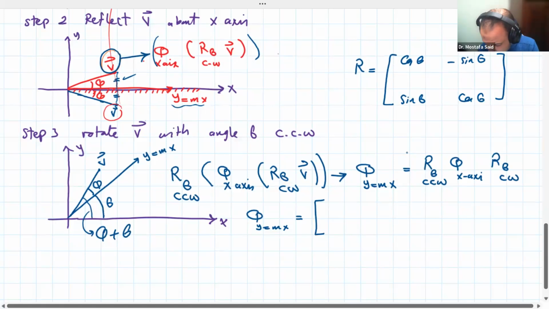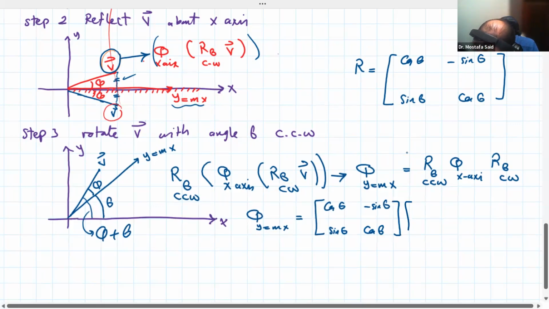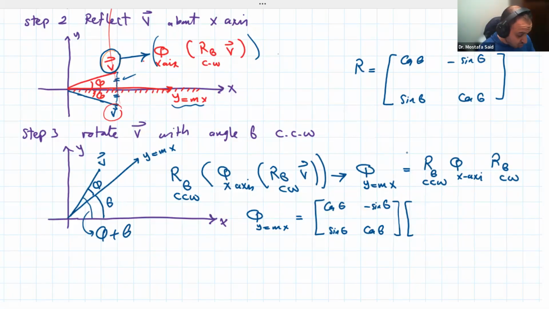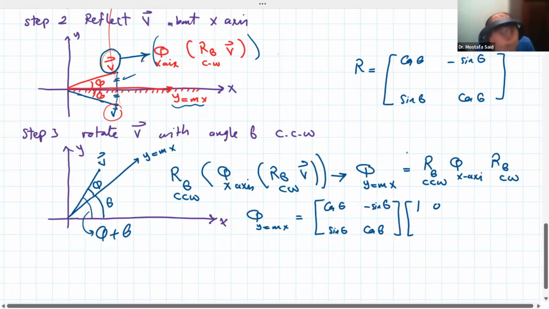Remember, we know r from our previous lesson: cosine theta, minus sine theta, sine theta, cosine theta. So basically we're just going to put it as it is: cosine theta, minus sine theta, sine theta, cosine theta. We take before it q x-axis, the reflection matrix around the x-axis. I have the answer here directly, let's not waste our time: 1 0, 0 minus 1. You can just, guys, go back to our previous video and you're going to find it. And yeah, this is maybe a little bit tricky.